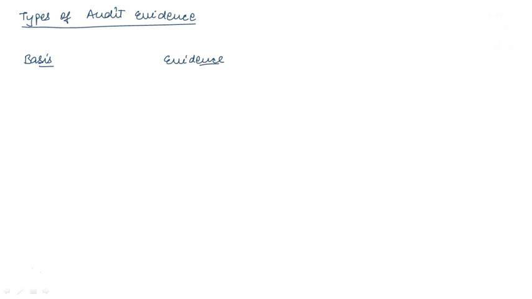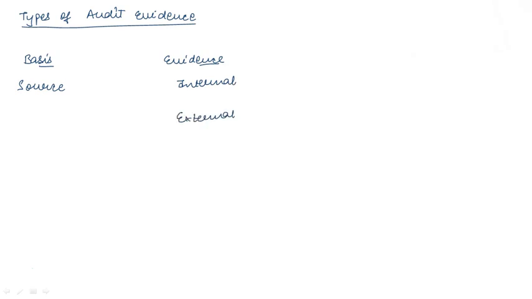Moving on to the next part. The next is types of audit evidence. Audit evidence can be classified first of all on the basis of, let me write, basis, then let me share evidence, right? And I'll give you examples for everything. So first of all, if I talk about source, the source may be internal, the source may be external.